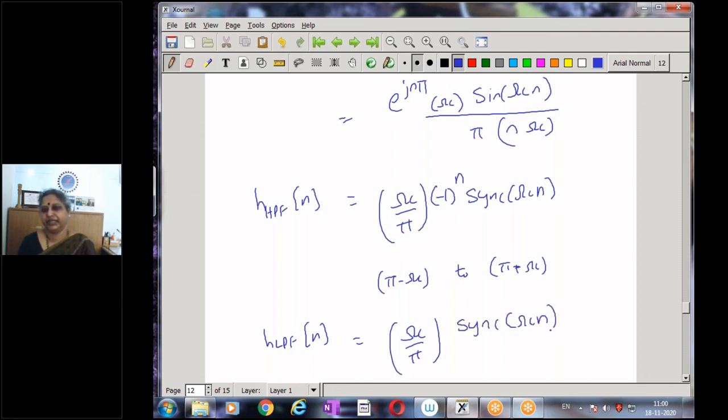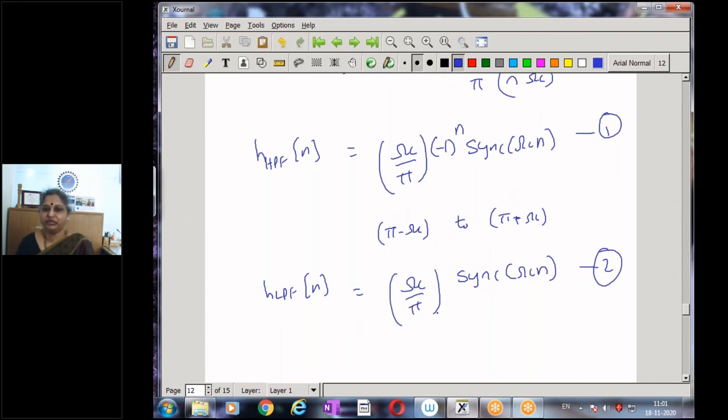sinc omega c n. This is an extremely interesting result because comparing equations 1 and 2, what we find is if I have a low pass filter designed for a cutoff of omega c, I can get the coefficients or the impulse response h n in this manner. Whereas in a high pass filter, we have exactly similar, the only difference being alternate terms are negative. For n equal to 0, it's positive. For n odd, it is negative. So all odd number coefficients are going to be negative, and even number coefficients are going to be positive.